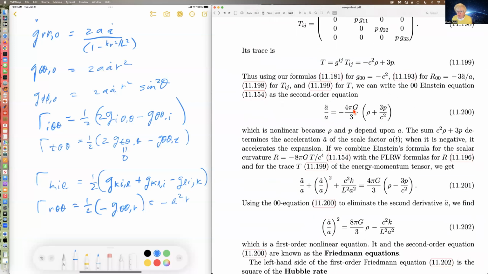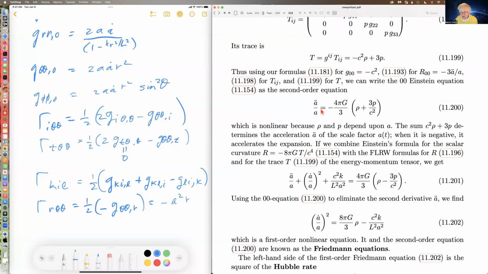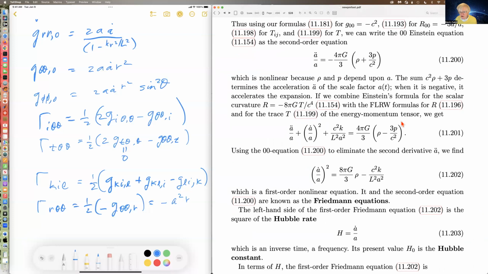So when we put all this together, what we get is that A double dot over A is minus 4 pi G over 3 times rho plus 3p over c squared. So this is from this expression here. And this looks like a very simple equation, but it's a little more complicated than it looks, because you see rho and p depend upon A. And so one has to straighten that out.